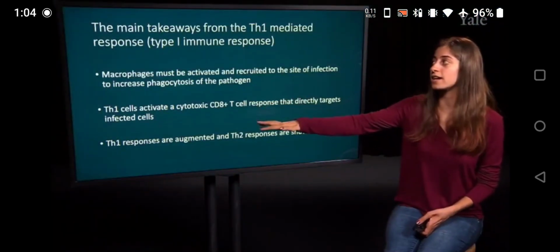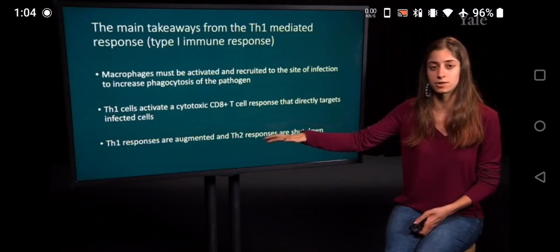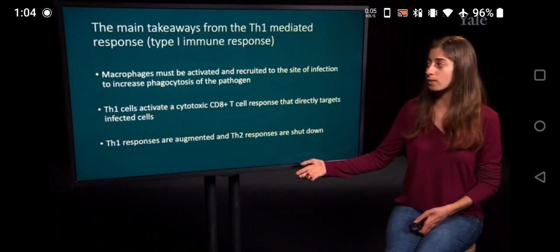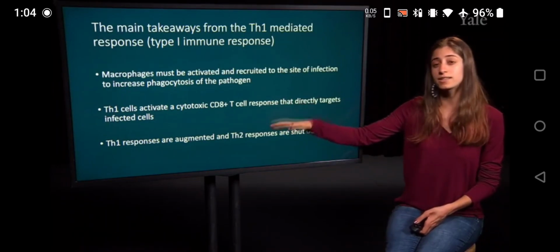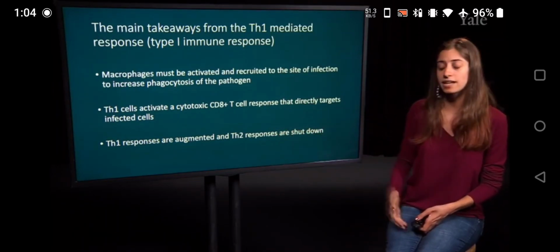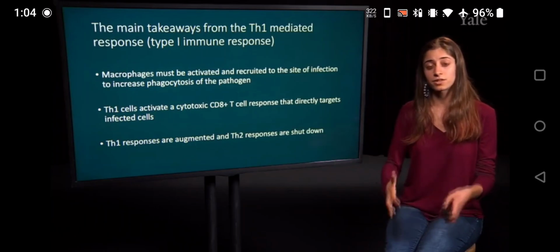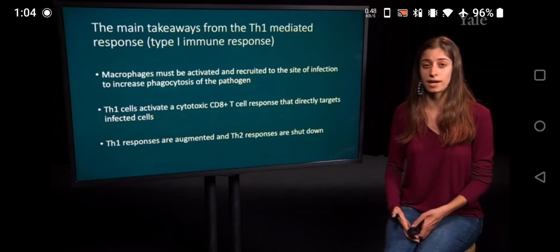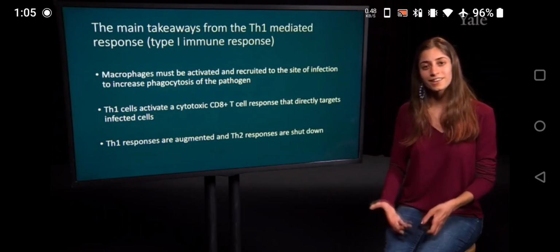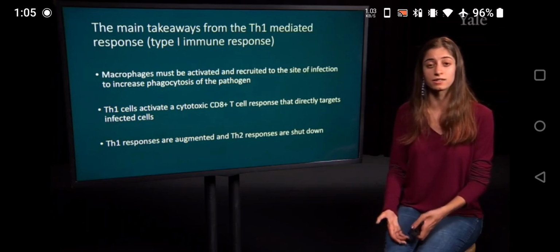So the main takeaways from the Th1 mediated response, or the type 1 immune response, are that macrophages must be activated and recruited to the site of infection. This allows for increased phagocytosis of the bacteria at hand, increased killing of the bacteria, and faster resolution of the infection.